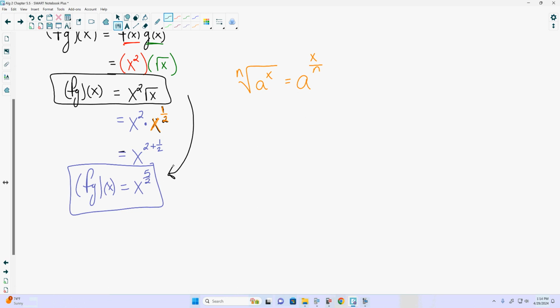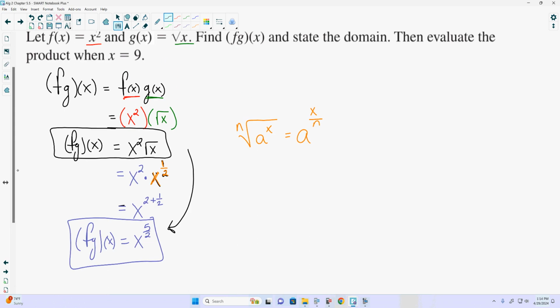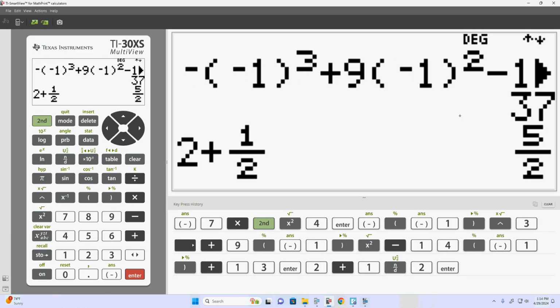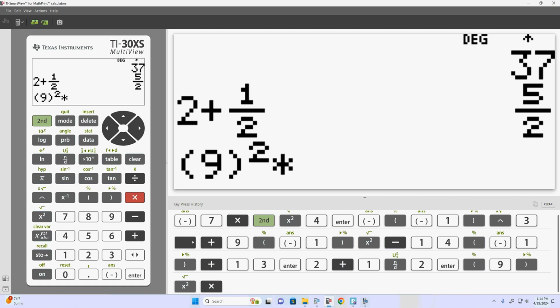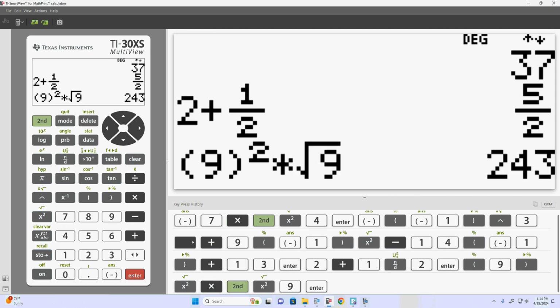Well, we do have the second part, where we need to evaluate this when x is 9. Now I'm going to do this twice, because we can say f times g of 9. The first one we got was x squared times the square root of x. So 9 squared times the square root of 9 is 243.